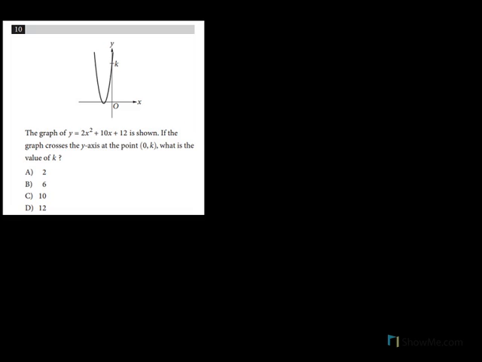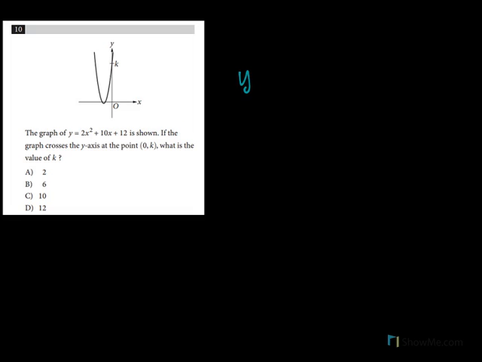Now for the last problem, we have another graph, and the text states the graph of y equals 2x squared plus 10x plus 12 is shown. If the graph crosses the y-axis at the point (0, k), what is the value of k? And our answer options are A, 2, B, 6, C, 10, and D, 12.